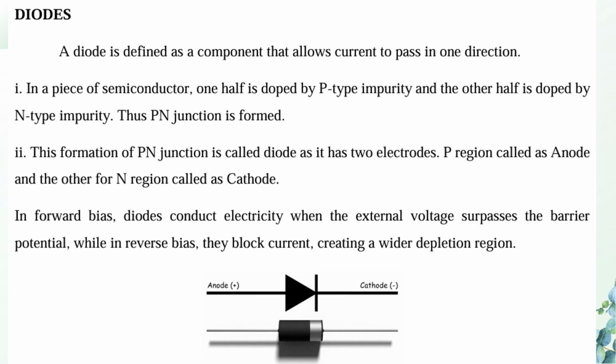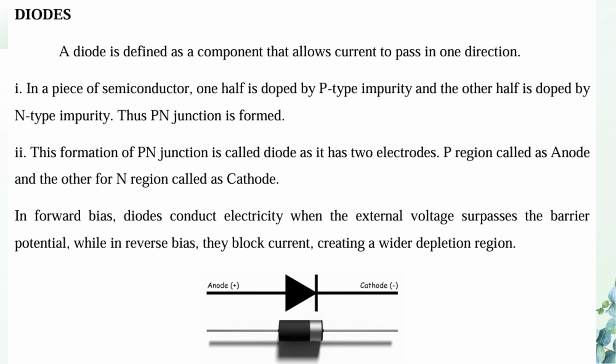Now let's look into the construction of a diode. To construct a diode, in a piece of semiconductor, one half is doped by p-type impurity and the other half is doped by n-type impurity. Thus a p-n junction is formed, which is nothing but a diode. Di means two, so a diode is a two-terminal device, anode and cathode. Anode is the positive terminal and cathode is the negative terminal, as represented in the figure.